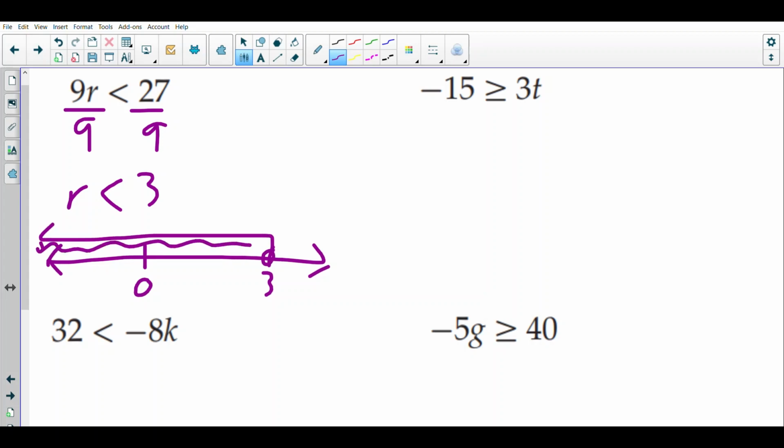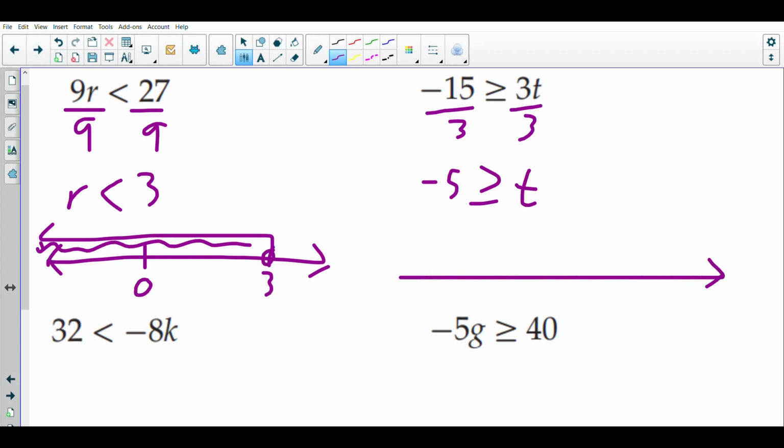Okay. Negative 15 is greater than or equal to 3t. So divide by 3, divide by 3. I divide by a positive, so it stays the same. Negative 5 is greater than or equal to t. So the variable is on the right, so I got to pay attention. So I got 0, negative 5. Closed circle. And that variable's on the right, so I go opposite the inequality. So we're going to the left on that one.